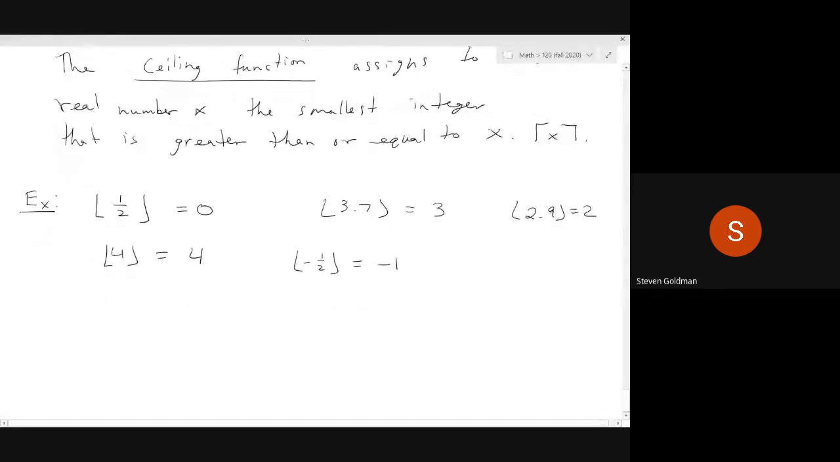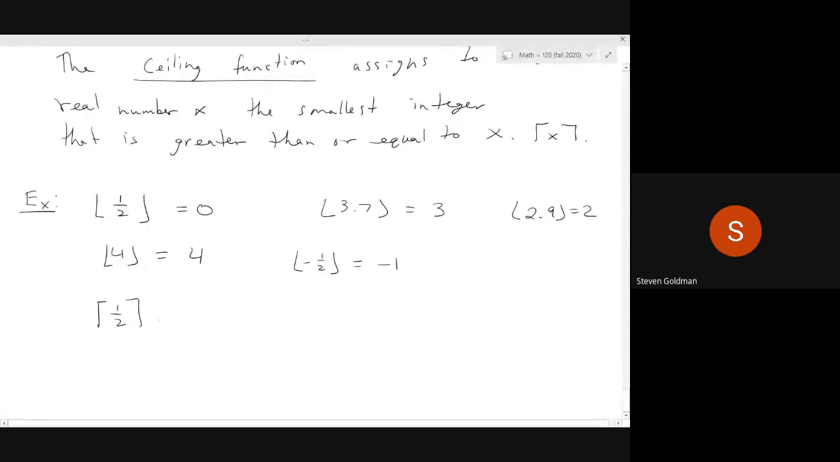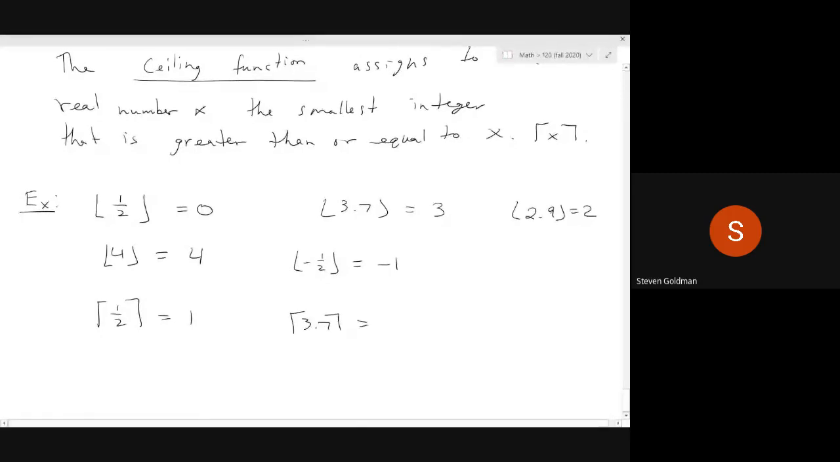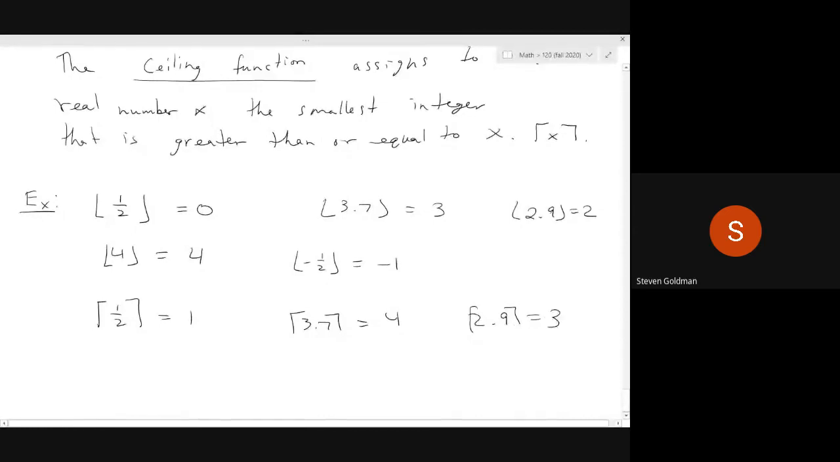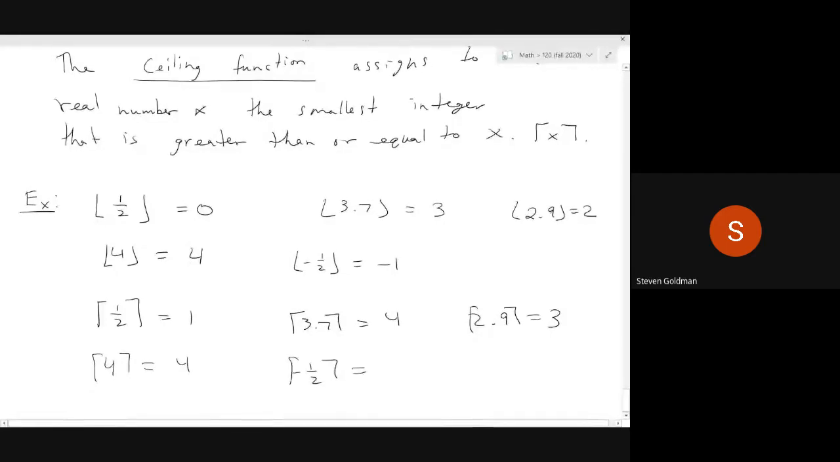What about the ceiling function? The ceiling function does the reverse. For the ceiling function, we're rounding up to the closest integer. So if I plug in 1/2 into the ceiling function, I get 1. If I plug in 3.7, I get 4. If I plug in 2.9, I get 3. If I plug in 4, I get 4. If I plug in -1/2, I get 0. So it's rounding up to the closest integer.